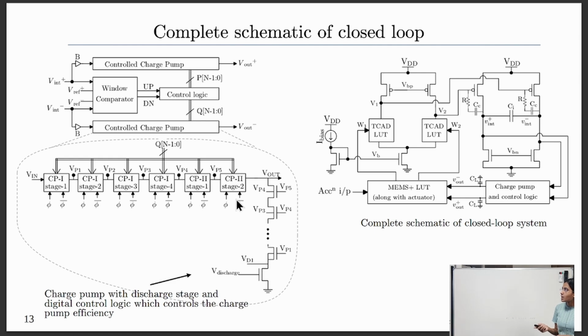So this is the complete schematic of our closed loop. We have the first stage interfacing lookup tables, and the controller, whose output is given as input to the charge pump and digital logic. And the final lookup table in our closed loop system consists of the MEMS lookup table of both transistor and actuator. This lookup table will take input acceleration and the output voltage of the charge pump, and it will give the effective width as input to the TCAD lookup table of SG5. So this is the entire system.